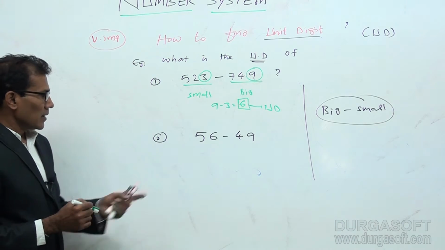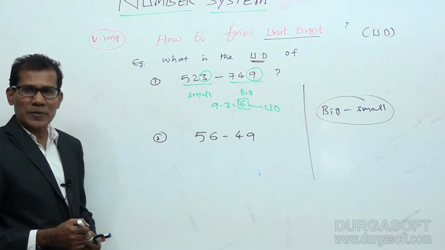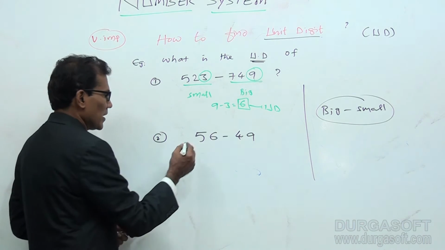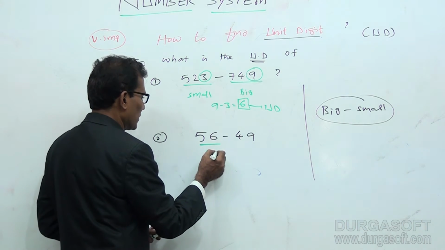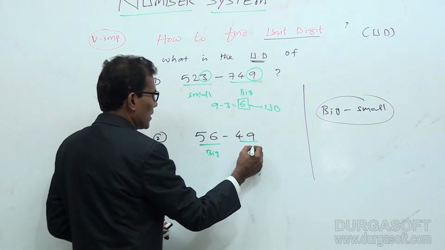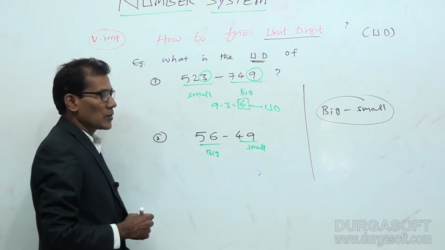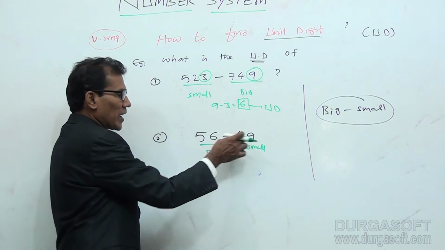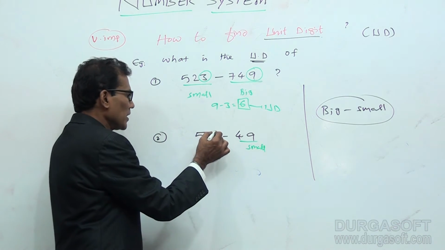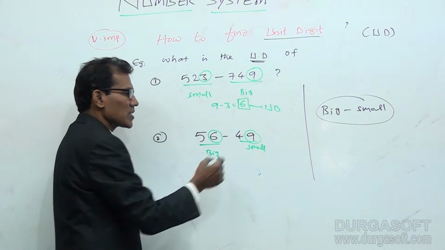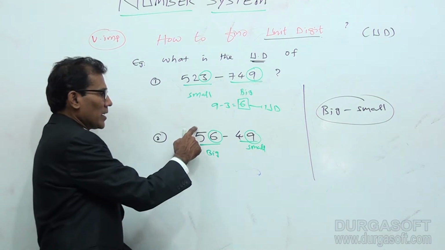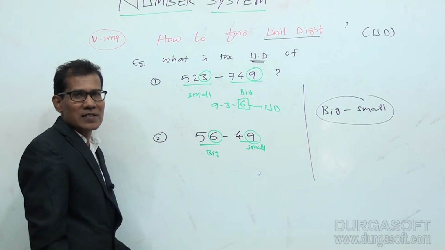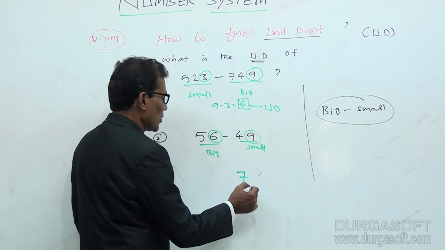And in this case, what is the unit digit of 56 minus 49? The same working rule we follow, big number minus small number. Here 56 is the big number and 49 is the small number. So big minus small means this minus this. Here we have to subtract 49 from 56. So we take the unit digit 6 minus 9, which is not possible. So we take one carry, that is 16 minus 9. 16 minus 9 is 7. So 7 is going to be the unit digit.